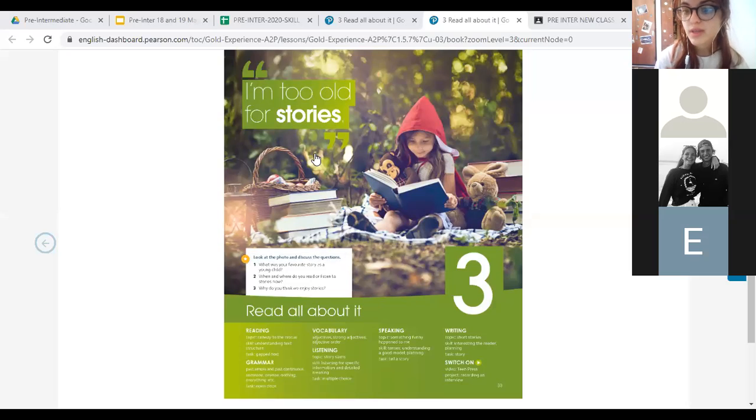Books. Stories. Books and stories. Very good. This one is about stories. And take a look. She has a hoodie. What is she dressed as? It's Little Red Riding Hood. That's a big name. Good. And Unit 3 is called Read All About It. As you said, we are going to be working with stories in this unit.